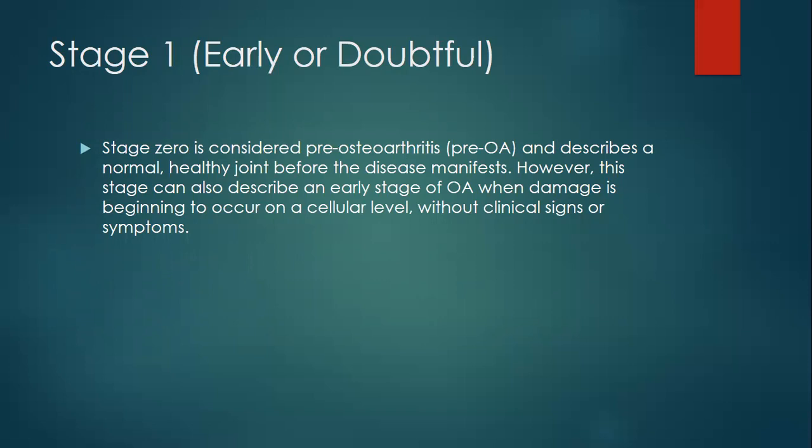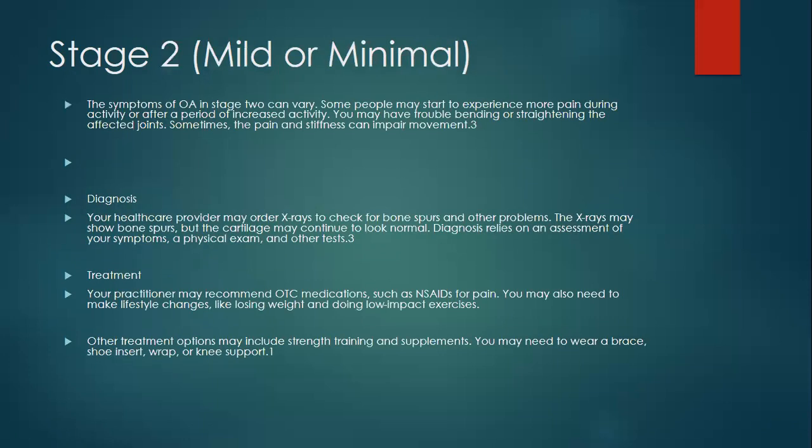Stage 0 is considered pre-osteoarthritis and describes a normal healthy joint. However, this stage can also describe an early stage of OA when damage is beginning to occur on a cellular level without any clinical signs and symptoms.